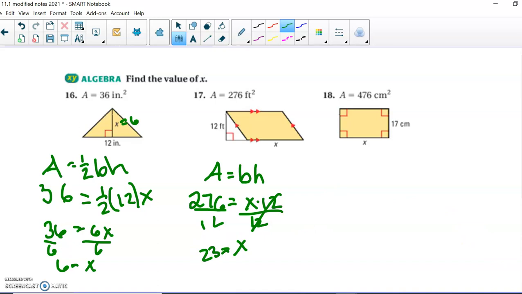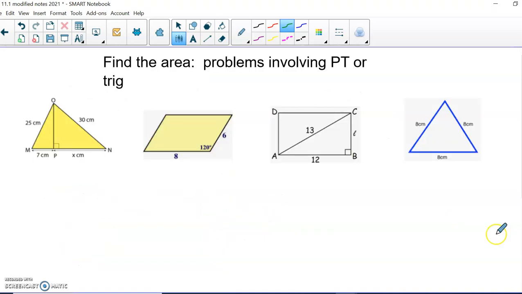All right, I want to get to some of the more complicated ones. All right, so we're going to find the area. This time they're going to have some missing information, and we're going to have to either use Pythagorean theorem or trig. So in this first one, I recognize it's a triangle, so I say area equals 1/2 base times height, and I can see that the base is this part, and part of it's missing, and we're also missing the height, so this one's going to take a little bit of work.